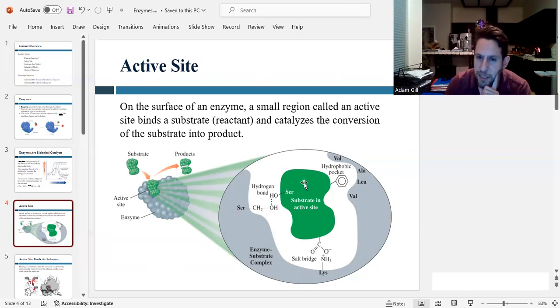And so here's just some examples. Your substrate's shown in green. And you could have a hydrogen bond to a serine, or you could have an ionic bond between a lysine and a carboxylic acid, or hydrophobic dispersion forces. So any combination of intermolecular forces can occur and do occur in the active site.